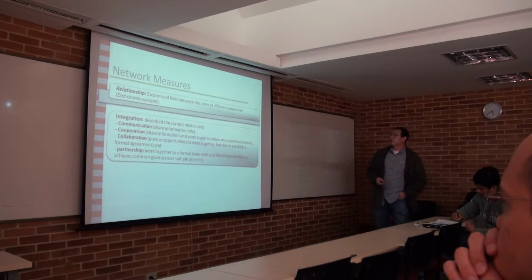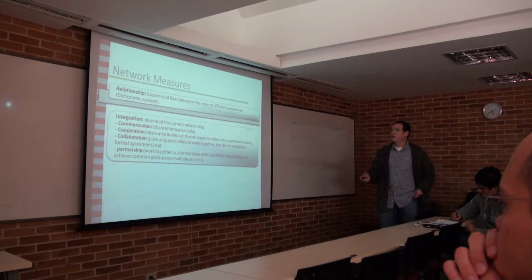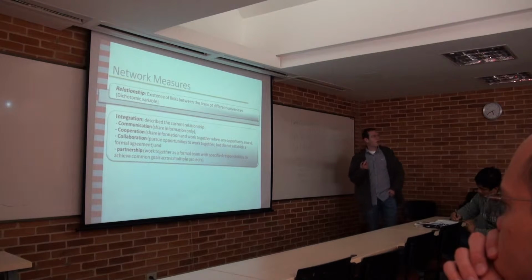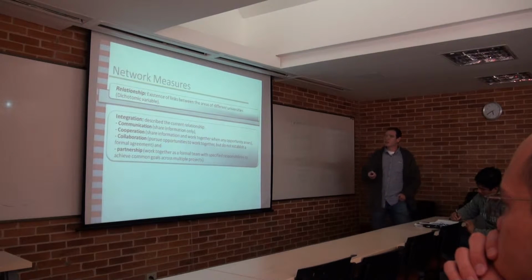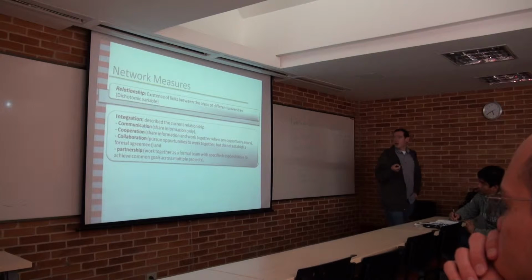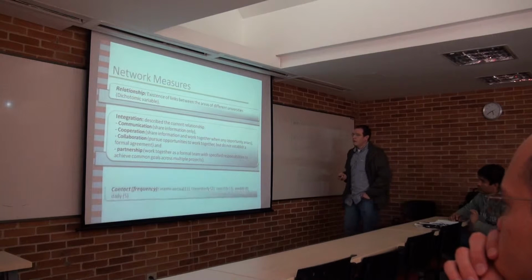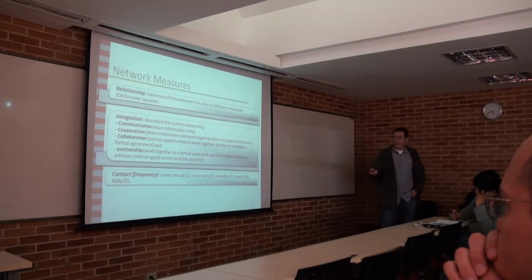The integration measure described the relation among areas that were linked. The response options ran from communication, for example, areas that only share information, to partnership, areas that work together as a formal team with specified responsibilities to achieve common goals. The contact measure determined the frequency of contact between the areas that were linked. The response options were semi-annual or annual, trimestrally, monthly, weekly, and daily.